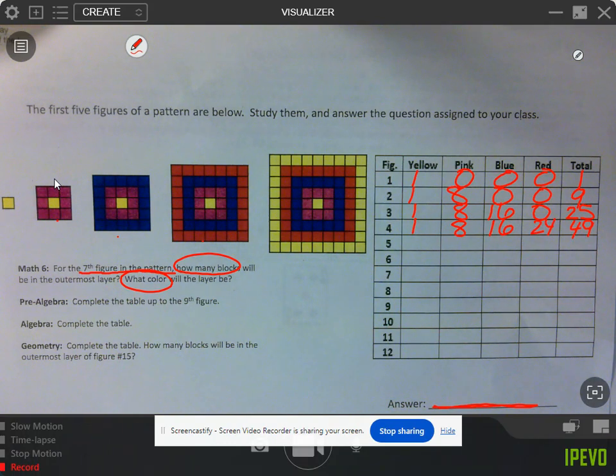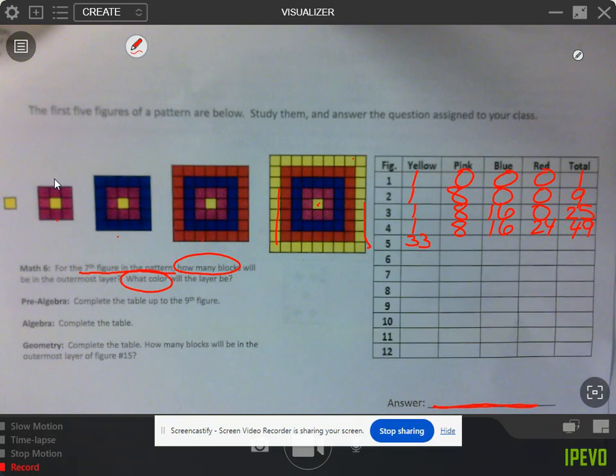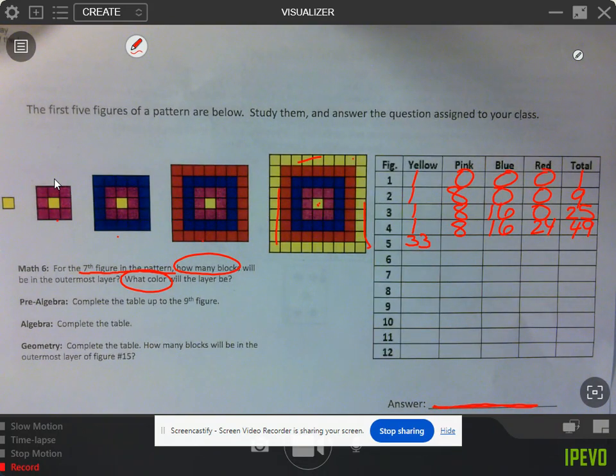Let's look at number 5. How many yellow? 33, because we have to count all the yellow. We're counting the inside and all on the outside. How many pink? How many blue? How many red? How many total? So this is what we know from what is shown to us. If you got different numbers, we need to recognize that we have to slow down with our counting.